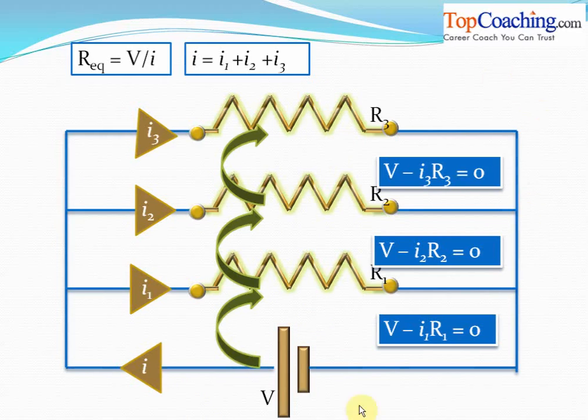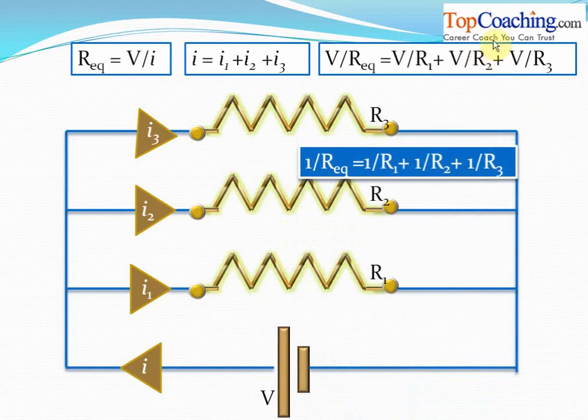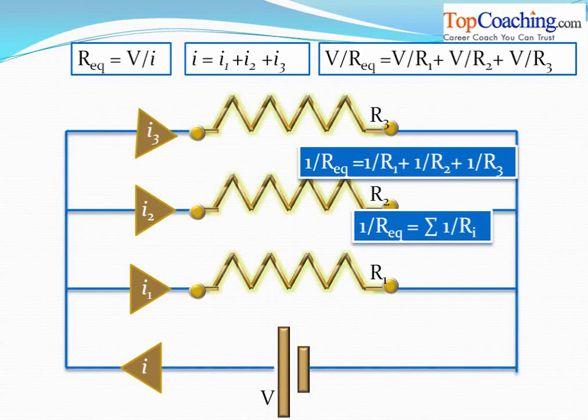Now, from these three equations which we have obtained from applying Kirchhoff's law, we get I1 as V by R1, I2 as V by R2, and I3 as V by R3. When we substitute I1, I2 and I3 by V by R1, V by R2 and V by R3, and when we substitute I by V by R equivalent, we get this expression. When we cancel V from all these expressions here, we get this expression. And this is the expression that you must remember when you think of calculating the equivalent resistance in case of parallel connections. 1 by R equivalent equal to 1 by R1 plus 1 by R2 plus 1 by R3. In fact, if there are n resistances, you can simply say 1 by R equivalent is sigma 1 by Ri.